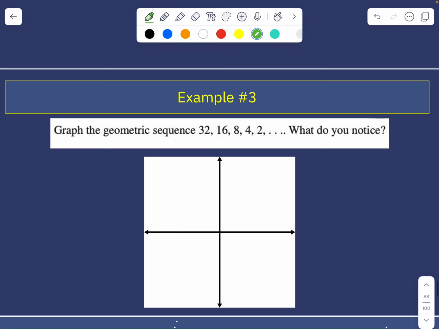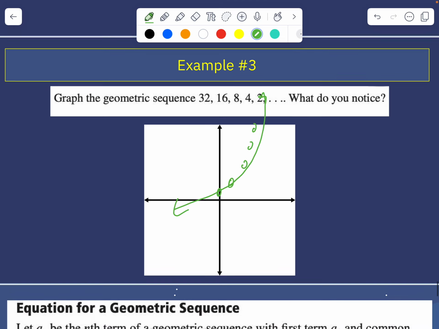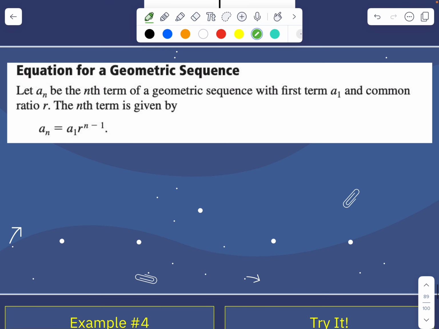I'm not going to go through this whole thing, but if we were to graph these, it's going to look just like your exponential growth curve. That's why we're doing these right now, because a geometric sequence is the same thing, or very similar, to an exponential growth curve. And you will see that a little bit here with our equation.